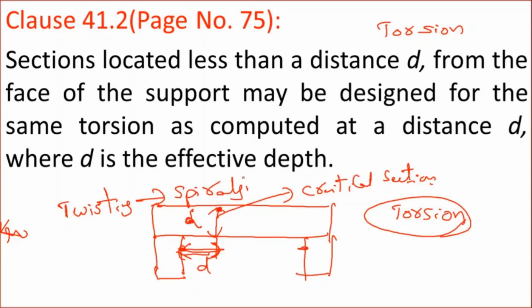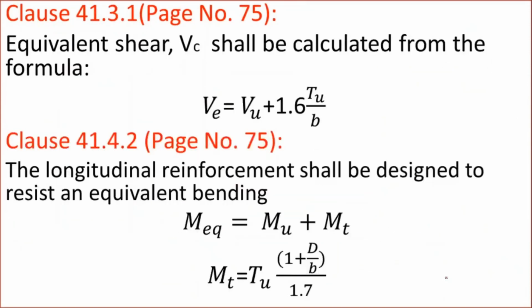But as the beams are rectangular in section, can you provide the reinforcement in the form of spirals? Not possible. So what we have to do is provide the torsional reinforcement in two forms. One is the longitudinal reinforcement, another is the shear reinforcement, that is the transverse reinforcement.